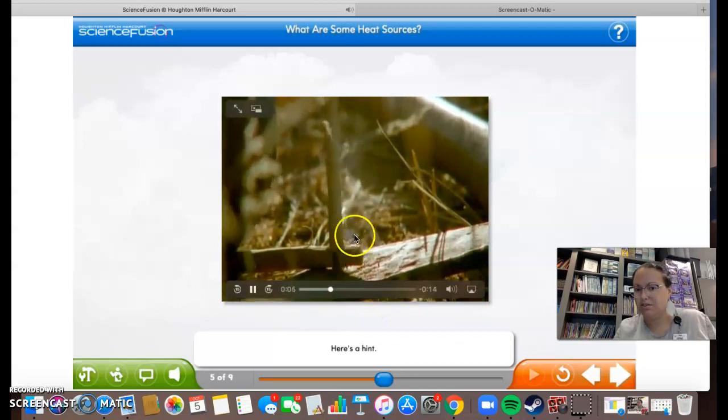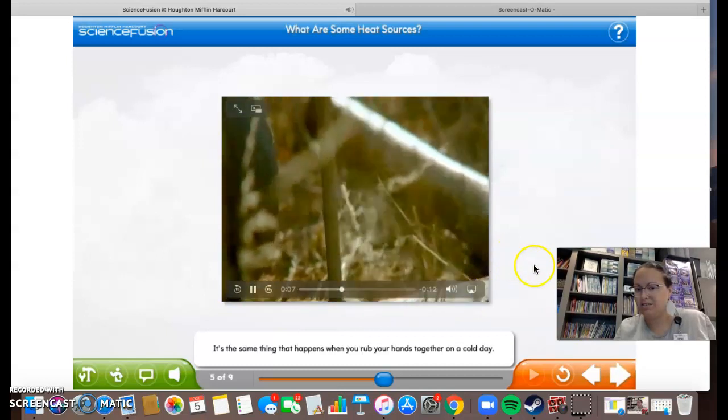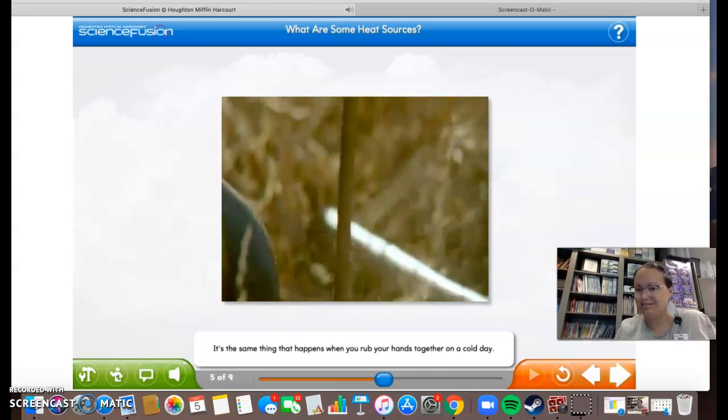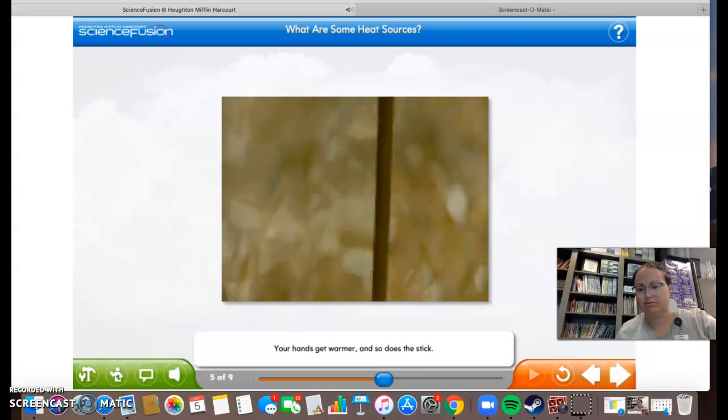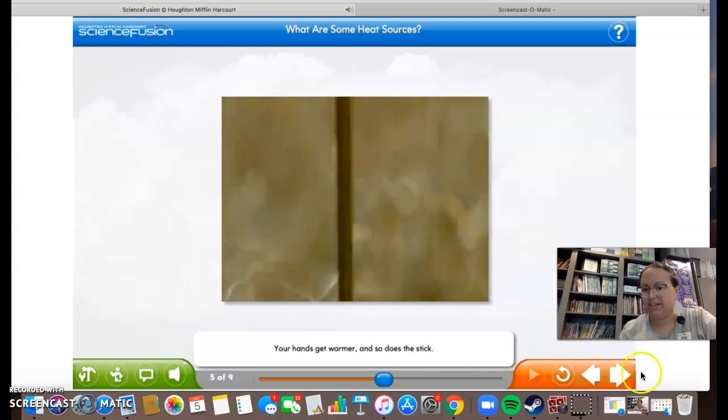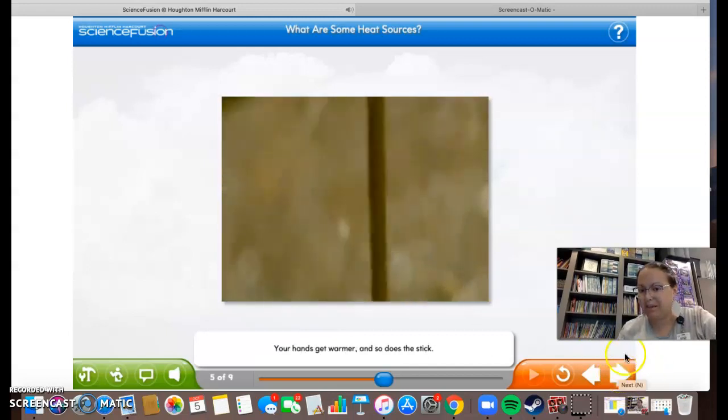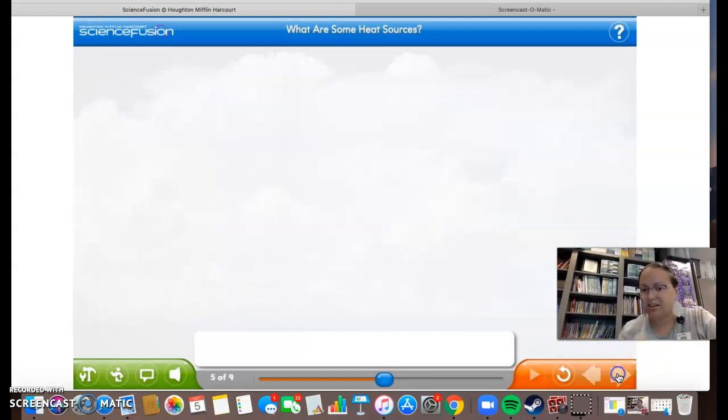Here's a hint. Do you see the smoke? It's caused by the same thing that happens when you rub your hands together on a cold day. Your hands get warmer, and so does the stick. All right, so he's producing heat by rubbing the stick against the log.